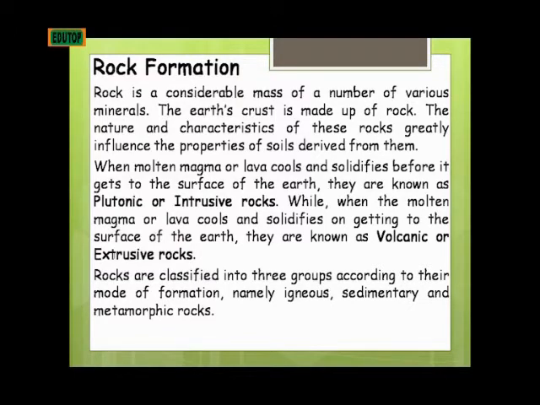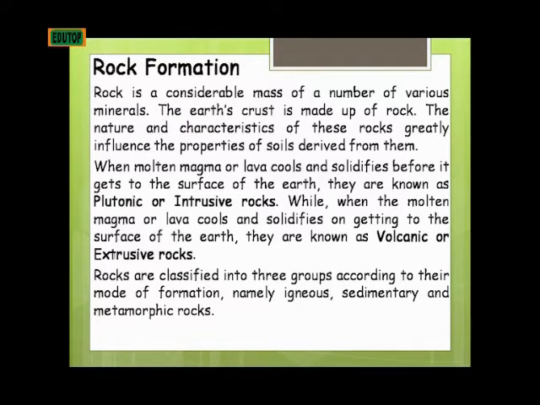The nature and characteristics of these rocks greatly influence the properties of soil derived from them. Just as I said, rock is a considerable mass of a number of various minerals. That implies that the soil being derived from such rocks will depend on the minerals that are in such rock.